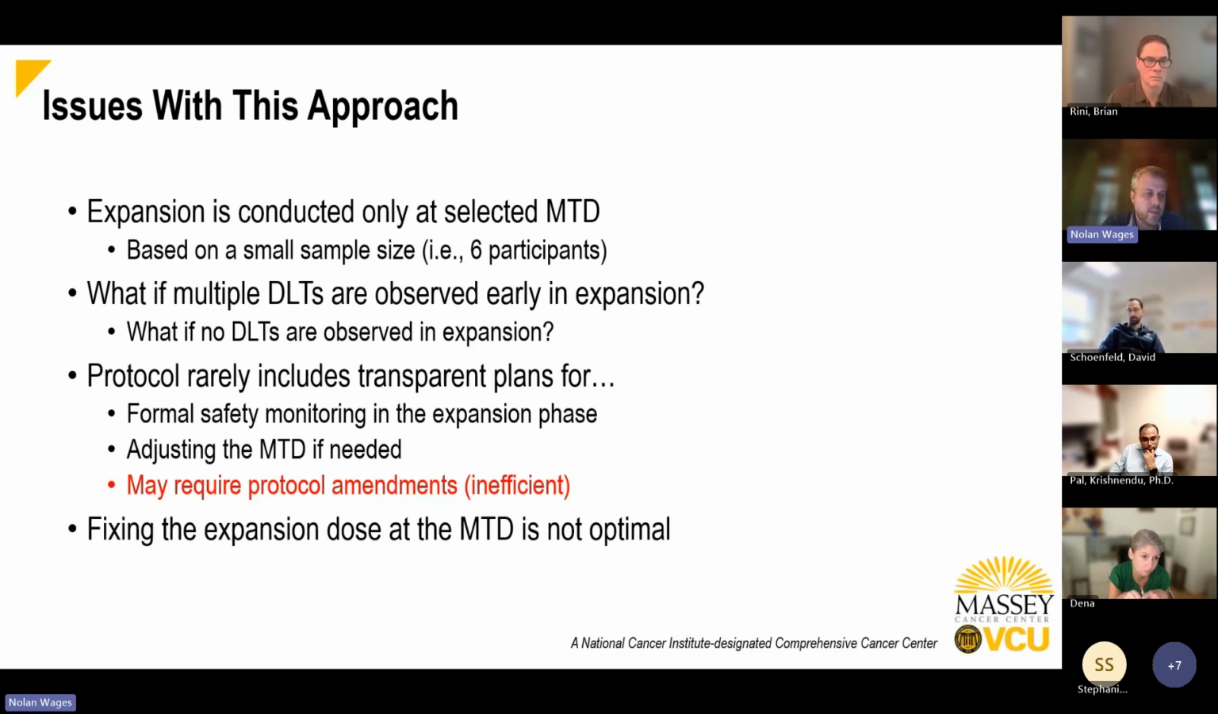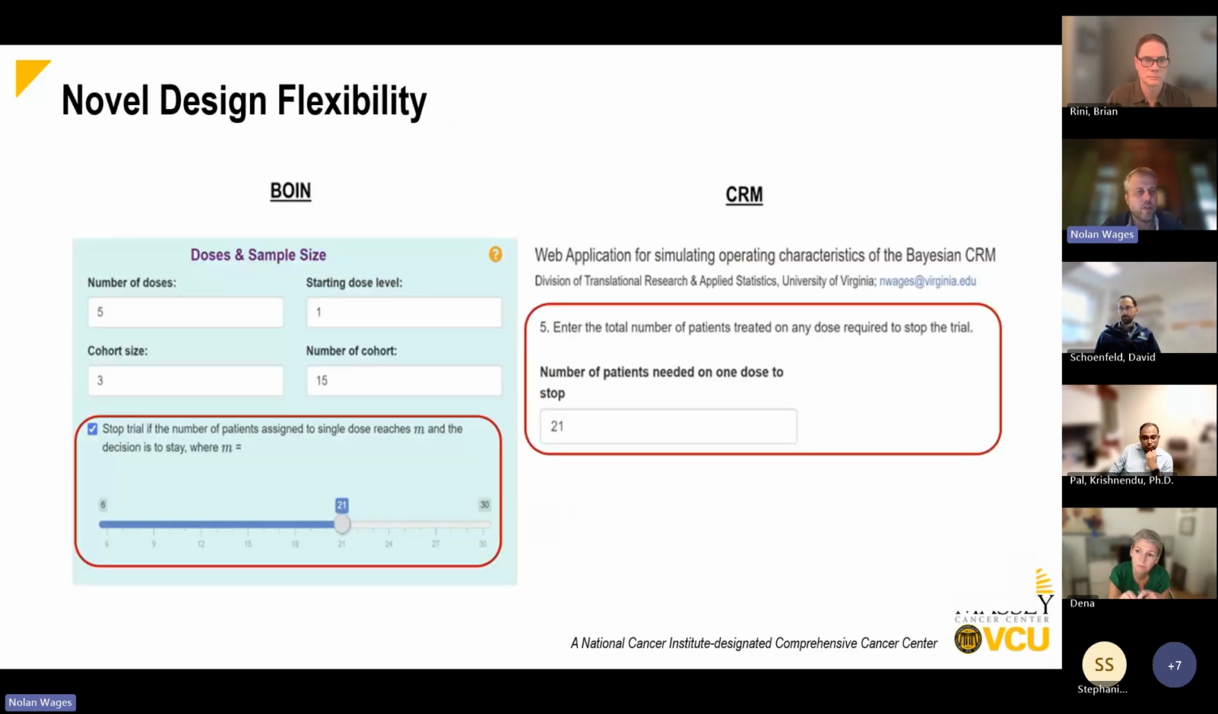So in these cases, the protocol rarely includes transparent rules for formal safety monitoring in that expansion phase or adjusting the MTD, and these things require protocol amendments, which might cost time and resources and be inefficient. So it's not always great to fix the expansion dose at the MTD, and that may not always be optimal.